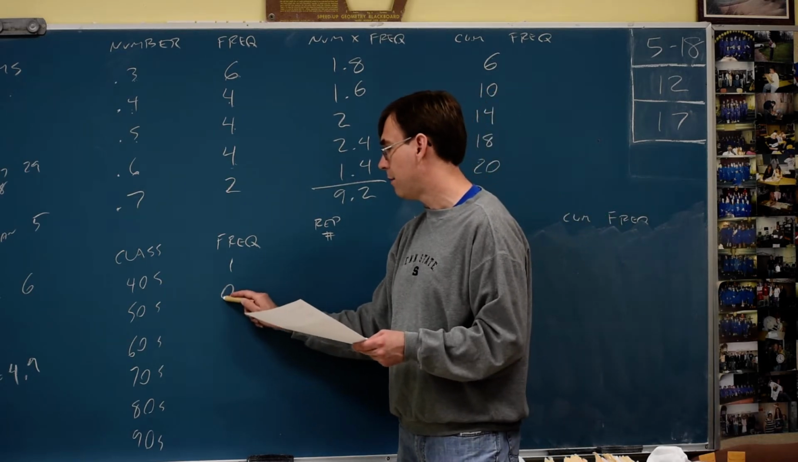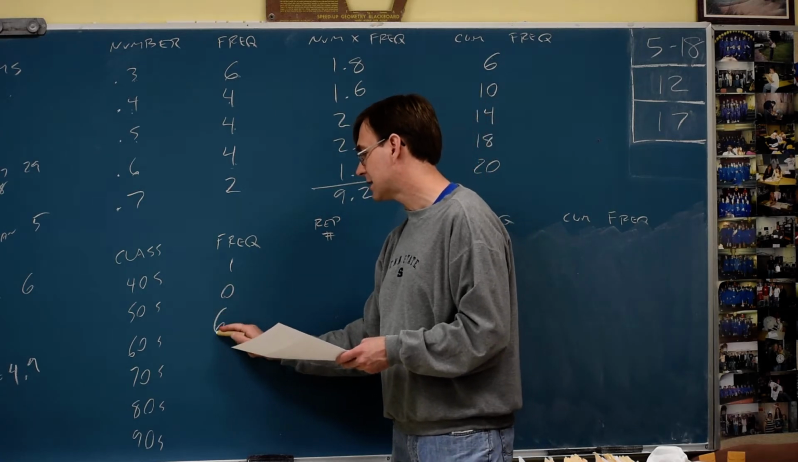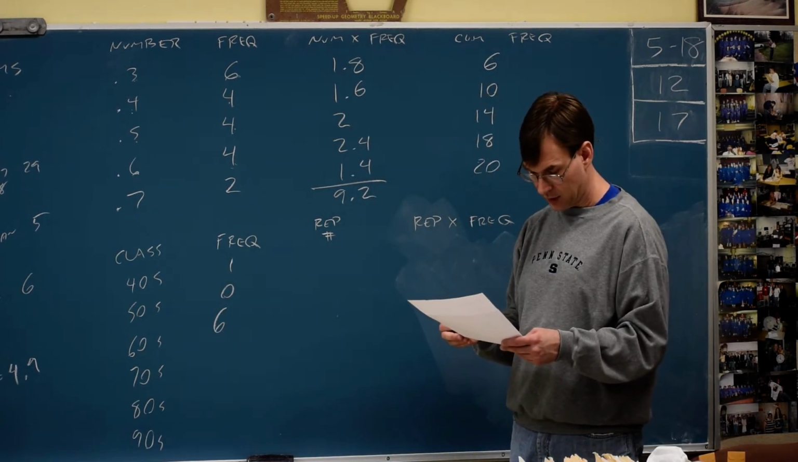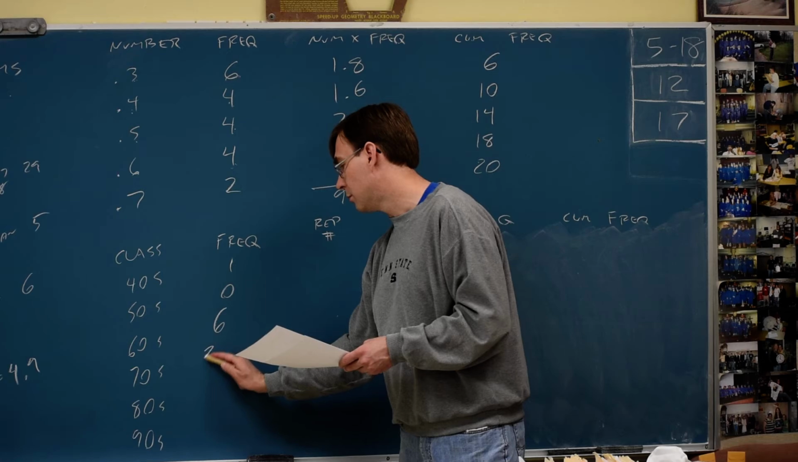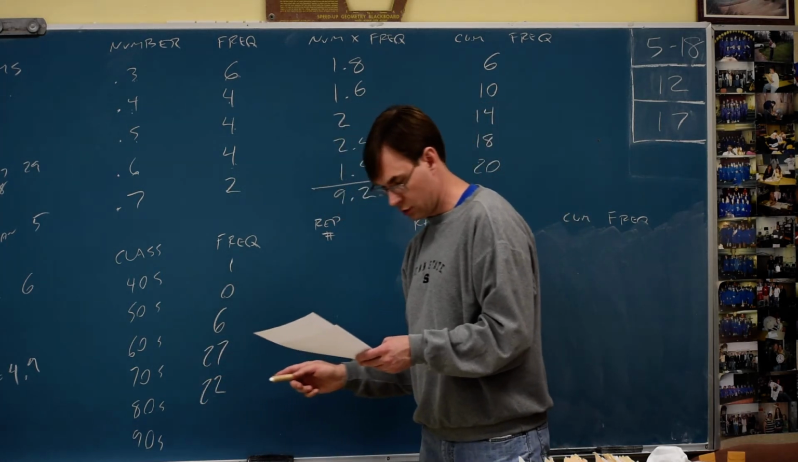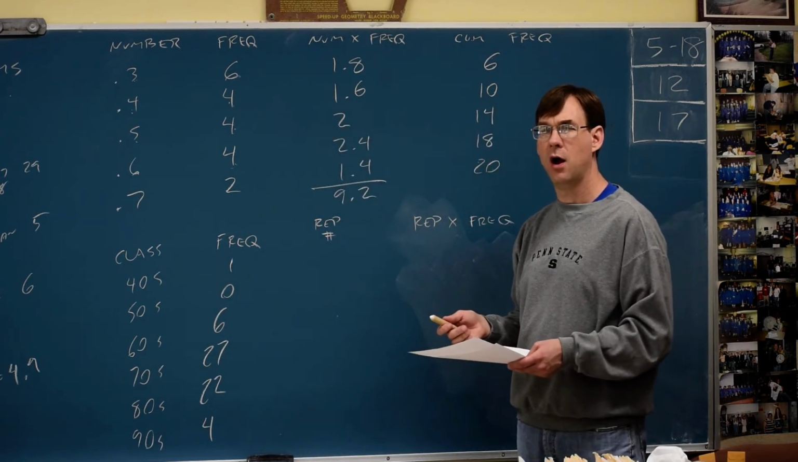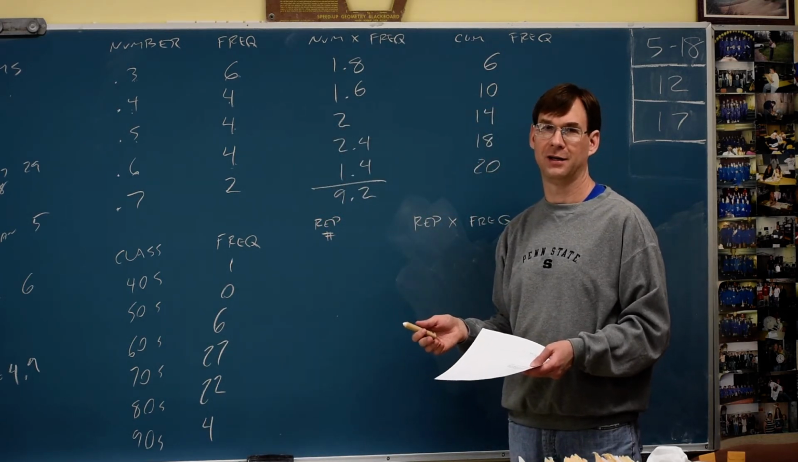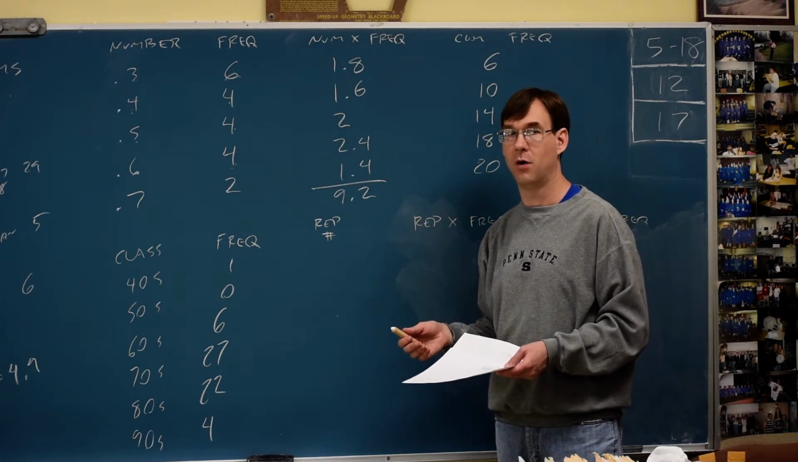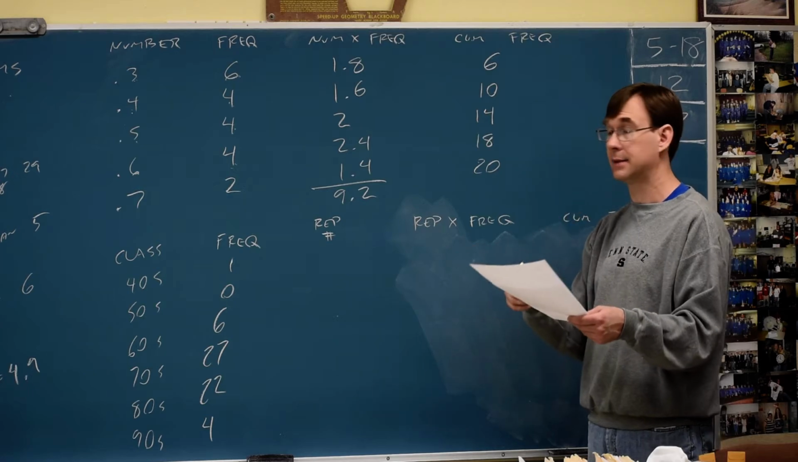50s, there are no numbers in the 50s. 60s, there should be 6 numbers in the 60s. 70s, there should be 27. 80s, there's going to be 22. 90s, there's going to be 4. A lot of your time in the homework is going to be spent just counting. It's not a real involved homework in that sense, but it'll take a little time to just count how many of these things that there are.